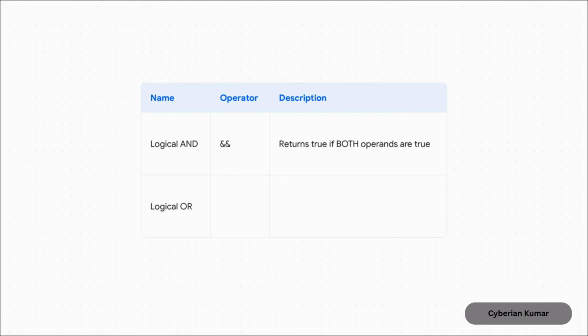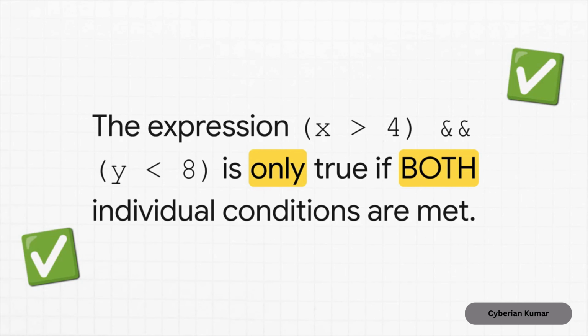But what if one question isn't enough? What if you need to check a couple of things at the same time? Well, that's where logical operators come into play. The ampersand, or the AND operator, checks if two conditions are both true. And the double vertical bars, that's the OR operator, and it checks if at least one of the conditions is true. So, take a look at this example.